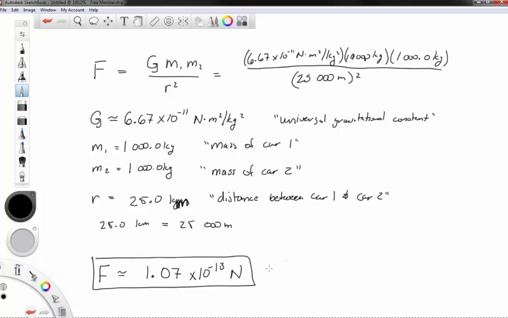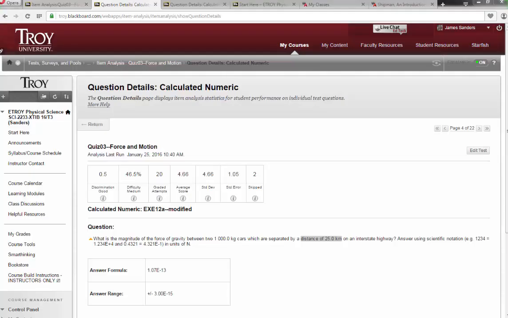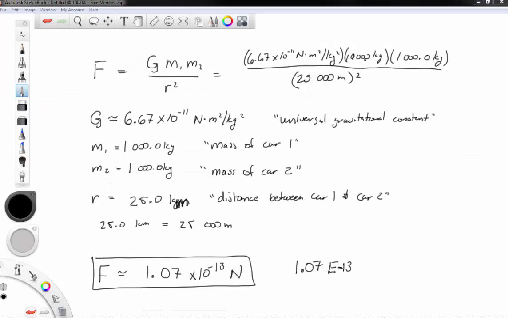Now, of course, you have to actually put this in scientific notation. So you'd enter this as 1.07 E minus 13, or if you want, you can put E plus 13. That's just how you enter it in scientific notation so that it's entered into the answer space for the question. And you see here it's 1.07 E minus 13. I put a plus, I meant a minus. So actually it should be E minus 13.